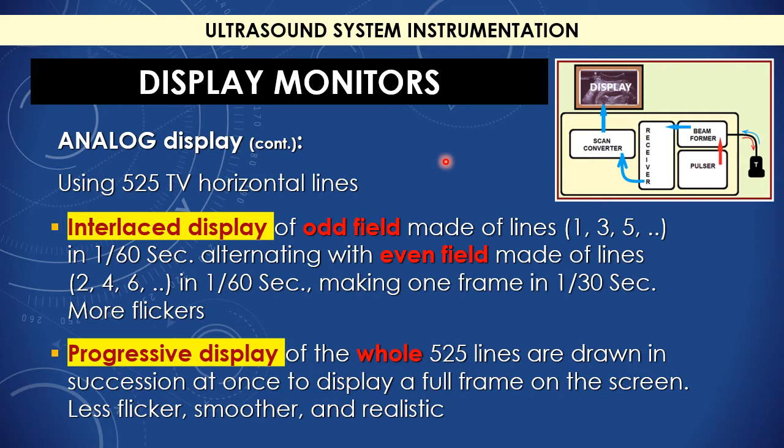It's not comfortable to see the flickering of the frame. That's why the progressive field was the one that is used more commonly, which is displaying the whole 525 lines in succession. So they are starting from number 1 till number 525. All these TV lines are displayed in succession, so I'm getting a full display of one frame at a time. This display of having a full frame at a time was less flickering, smoother, more realistic, and more comfortable to the eye.